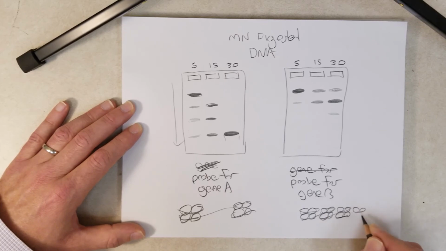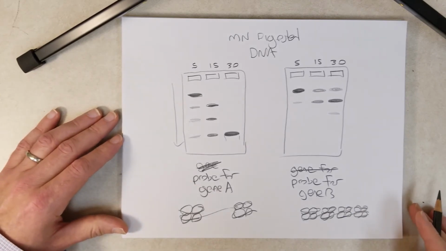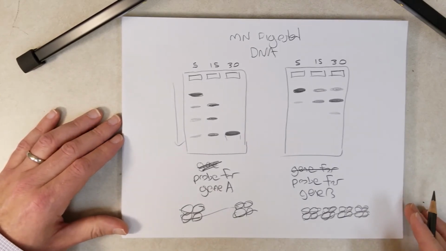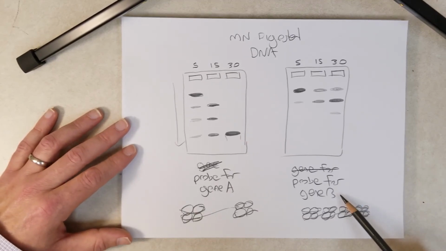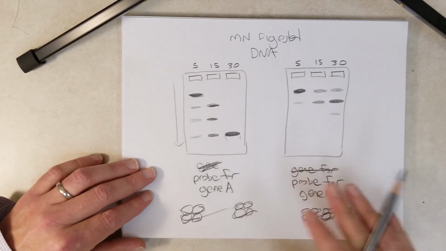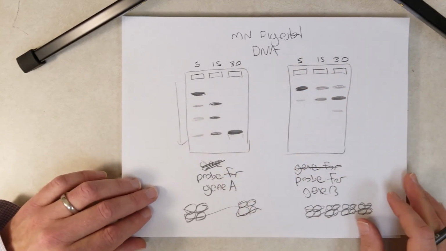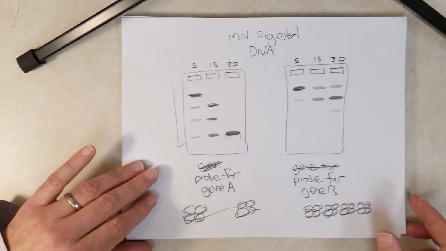That would be consistent with our hypothesis that gene B is probably in a closed part of the genome. For some reason, that part of the genome is in a heterochromatic, closed state in white blood cells. So that's how you could use a micrococcal nuclease assay to test certain parts of the genome to see if they are open or closed.